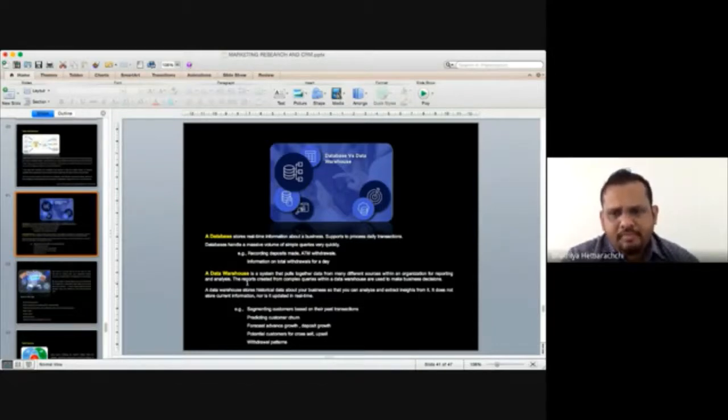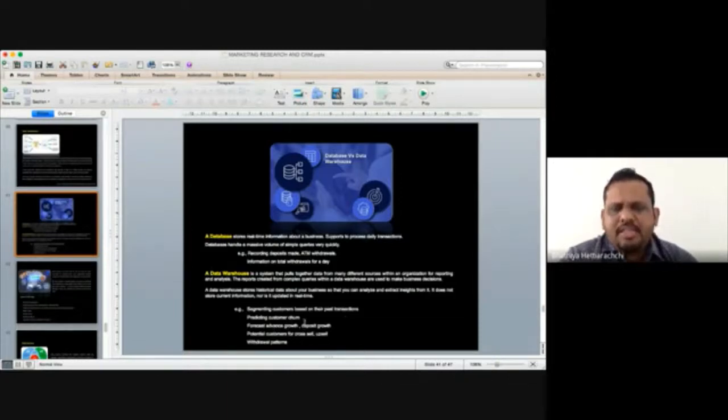So, because the data warehouse is gathering data from multiple sources and has a lot of historical data, you can basically use it to have more complex information than what you can get from a database. For example, you can think of segmenting customers based on their past transactions. You can do things like predicting customer churn.